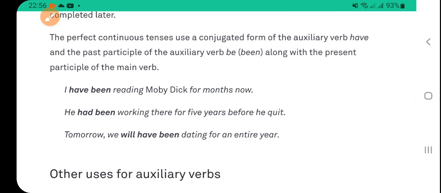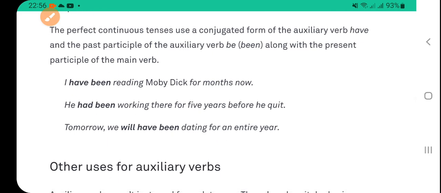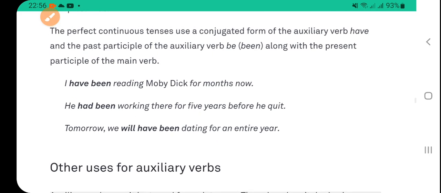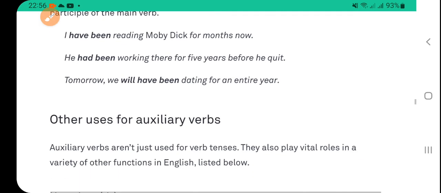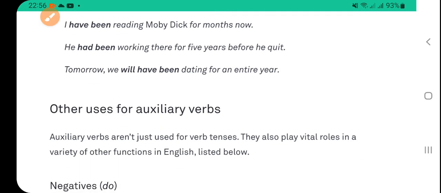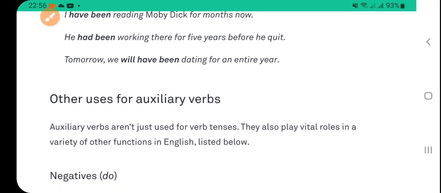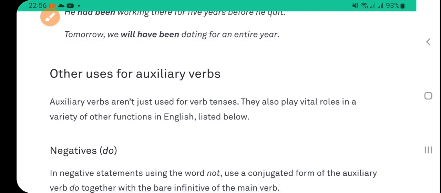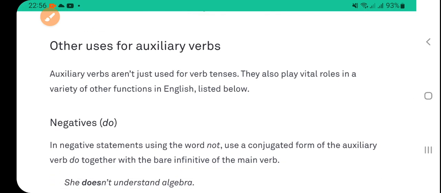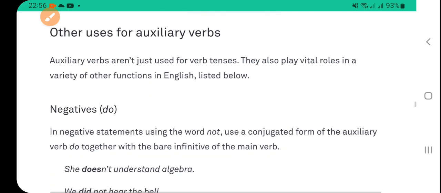The perfect continuous tense uses a conjugated form of the auxiliary, right? For example, I have been reading Moby Dick for months now. And then he had been working, and then tomorrow we will have been. These are the sentences, right?